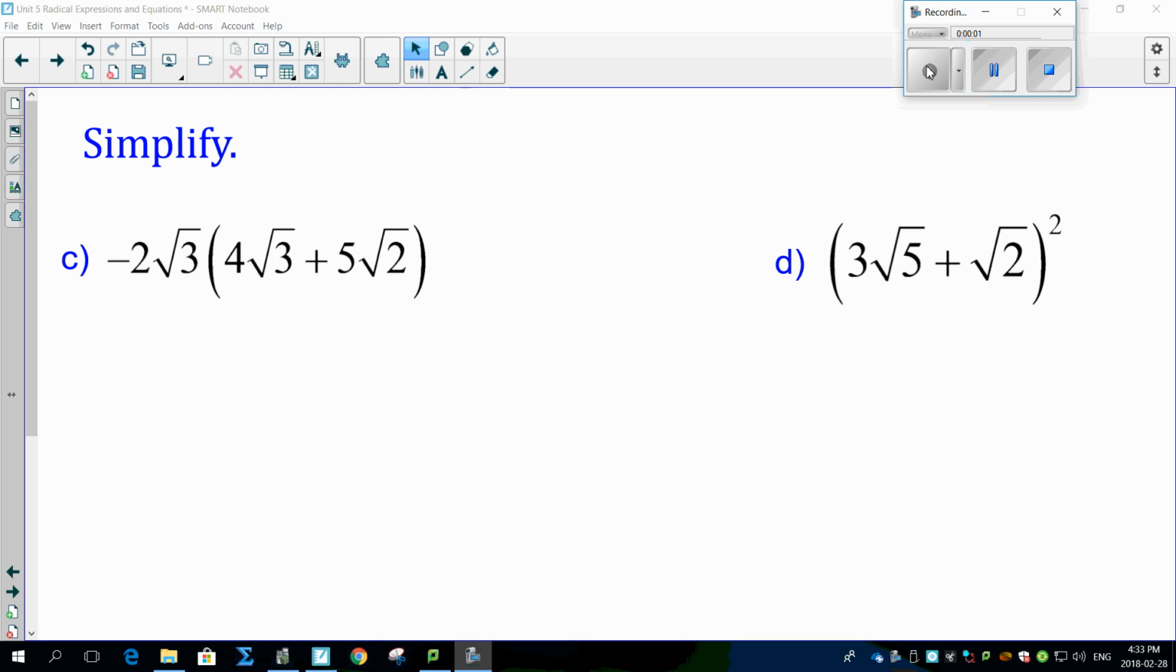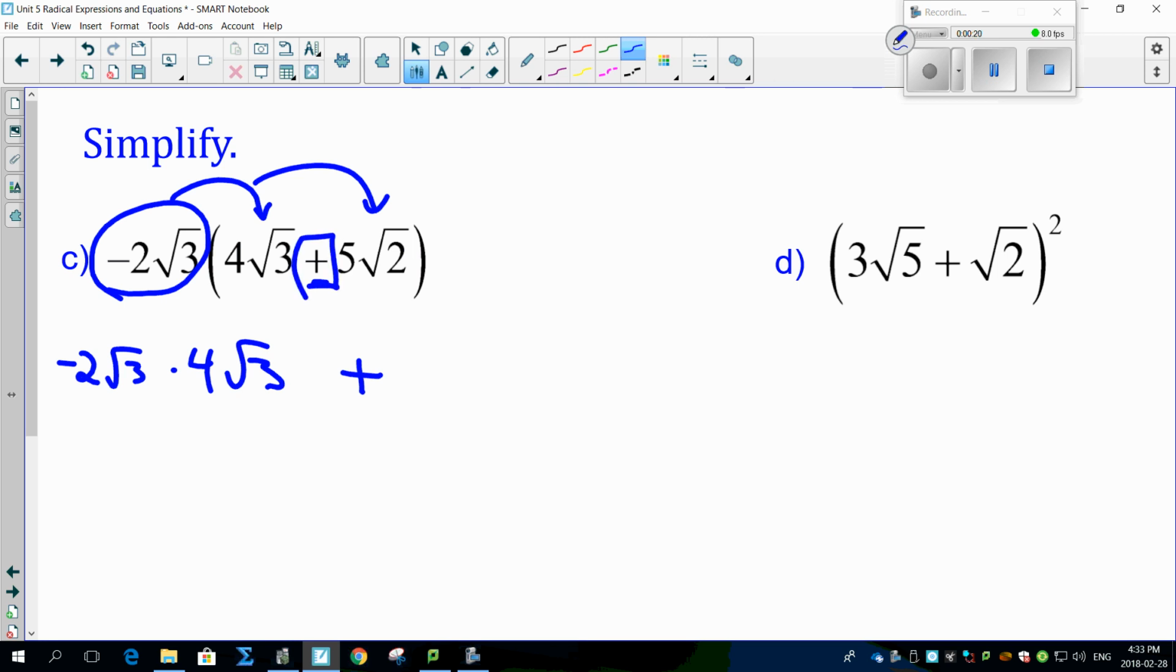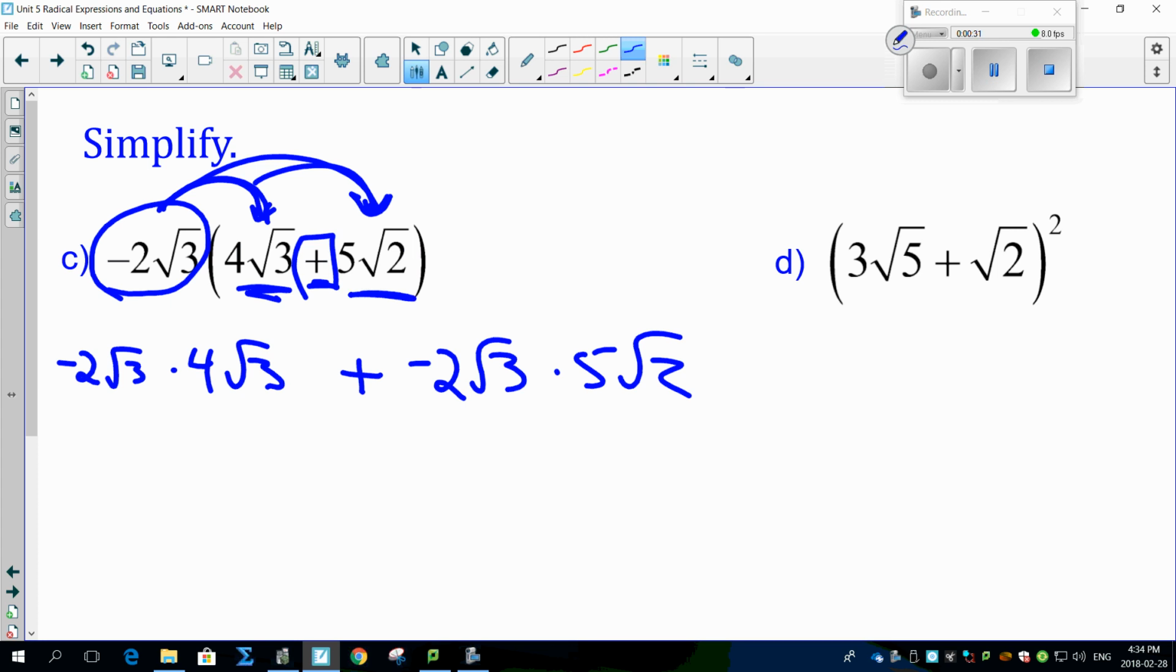So what do we do in a situation like this when we've got some sort of crazy mixed radical up front? Well, same thing as before, same thing you've always done. You distribute. So let's distribute. This is minus 2 root 3 times 4 root 3, plus, because that's a plus here, minus 2 root 3 times 5 root 2. All you're doing is multiplying it here by this one, adding it to multiplying it by this one.